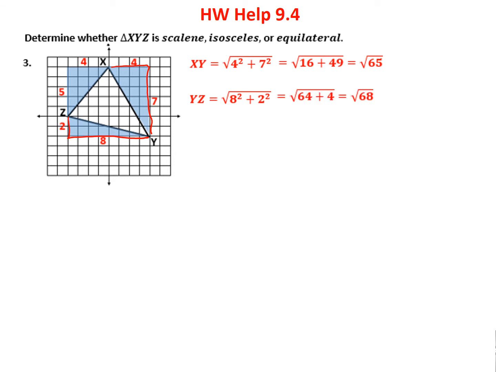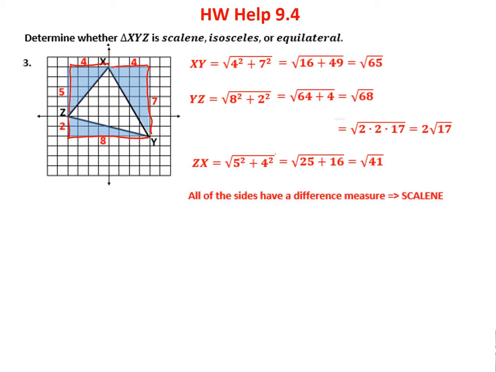And then finally, our last side is 4 and 5. So that's going to be the square root of 5 squared plus 4 squared. So that's going to be 25 plus 16, or the square root of 41. Now you'll notice again, all three of them are different, so this triangle, like number 2, is a scalene triangle. Once again, you see we could simplify this if we wanted to reduce down to get the simplest radical. That's not always necessary. It will be next year in Math 2, so something good to see.